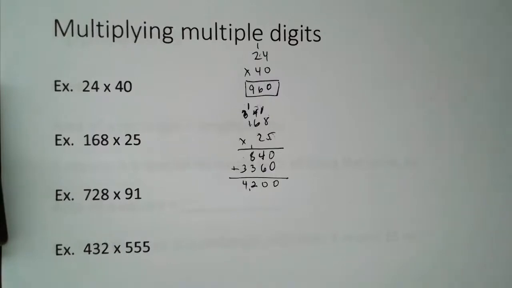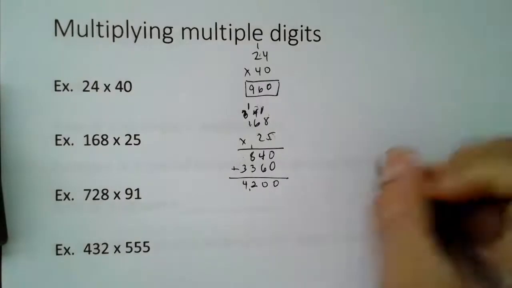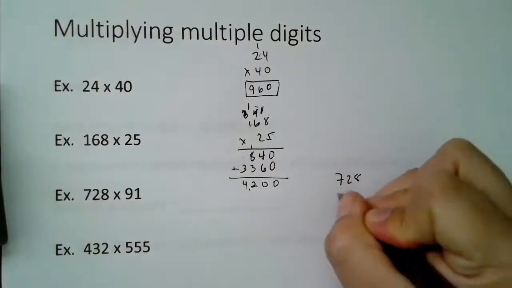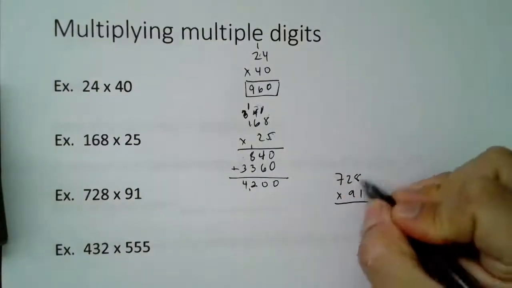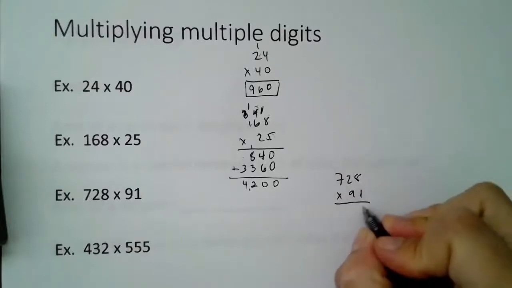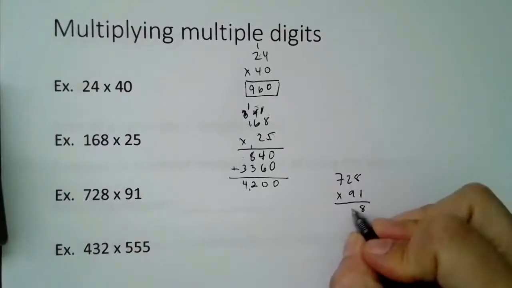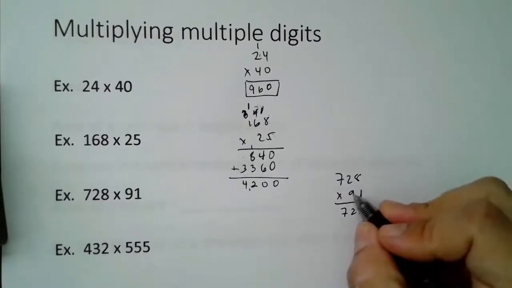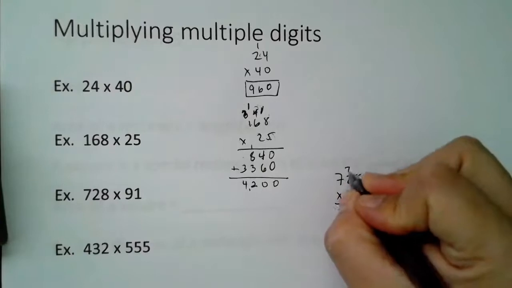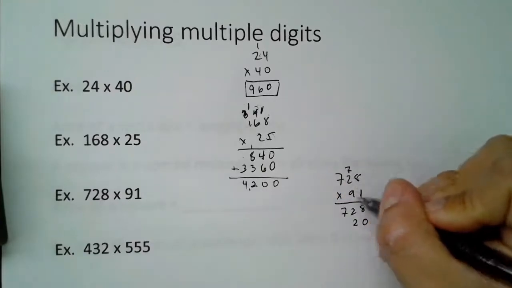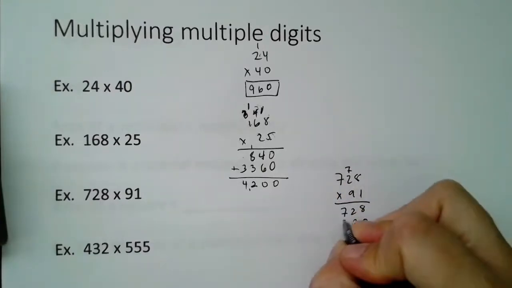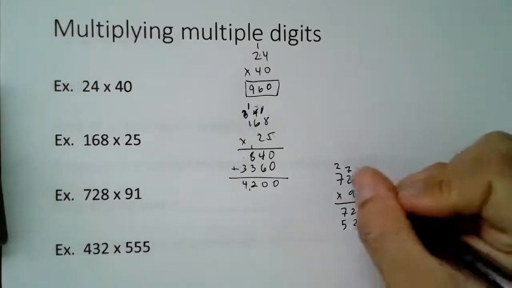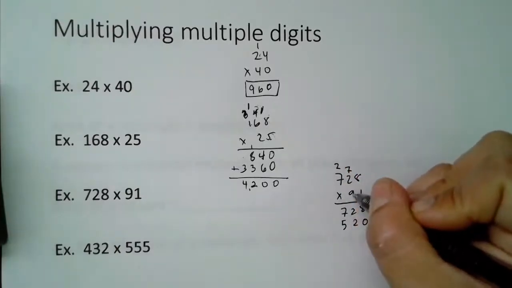All right, so we have here 728 times 91. So the first one's easy, that's just times 1, right? So you would get an 8, 2 times 1 is 2, 1 times 7 is 7. Then 0, 9 times 8 is 72, carry the 7. 2 times 9 is 18, plus 7 is 25, carry the 2. 7 times 9 is 63, plus 2 is 65. And then you would add what's left over.